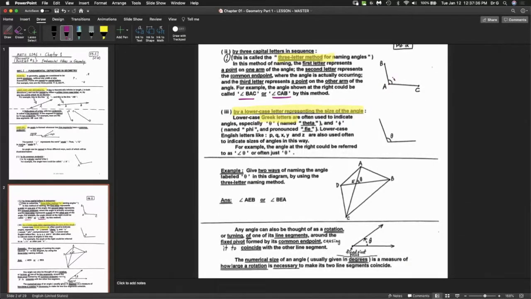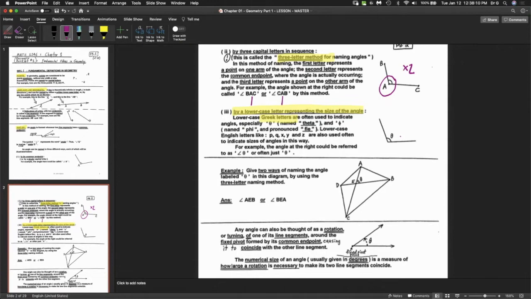Anyway, the thing is that the letter in the middle has to be in the middle here. You see that? The letter A is in the middle. That's the key. Whenever you use the 3-letter method, there are always 2 ways to do it, because you can write it forward and backwards. When you use the lowercase letter, there's only one way to do it because you literally just indicate the angle internally.